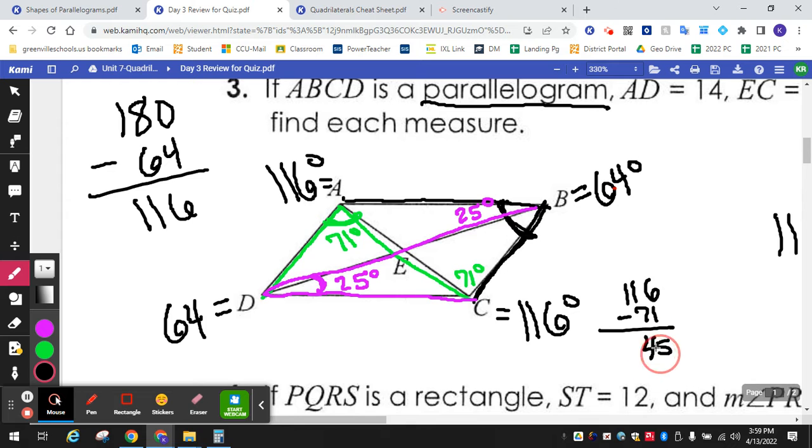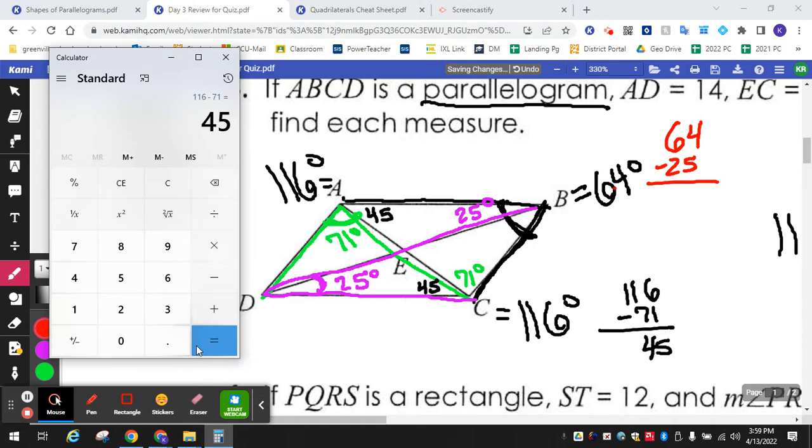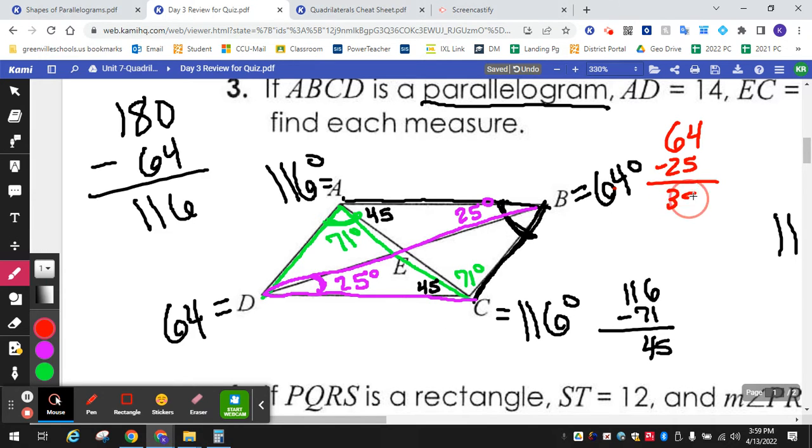$45. So this is 45 and this is 45. 45 and 45. And then the same type of logic works up here. The whole angle B is 64. 64 minus 25 is 39. So this angle is 39. Alternate interior, this angle is 39.